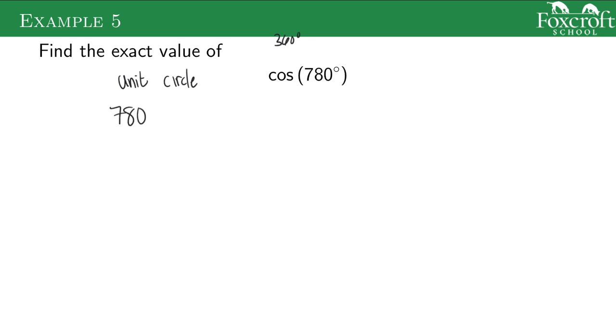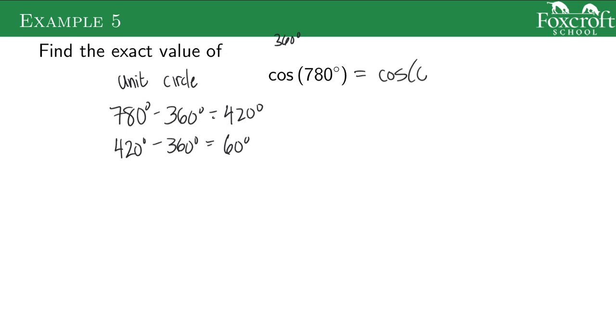I can take 780 degrees and subtract 360 degrees. This is going to give me an angle that's coterminal and has the same value. That's 420. 420 runs into the same problem. It's still too big. So I can take 420 degrees and subtract 360 degrees. And that gives me 60 degrees. All right, now 60 degrees is smaller than 360, so this is going to be on my unit circle. These two things are going to be equal because the angles are coterminal. And then I look at my unit circle, cosine of 60 is 1/2.